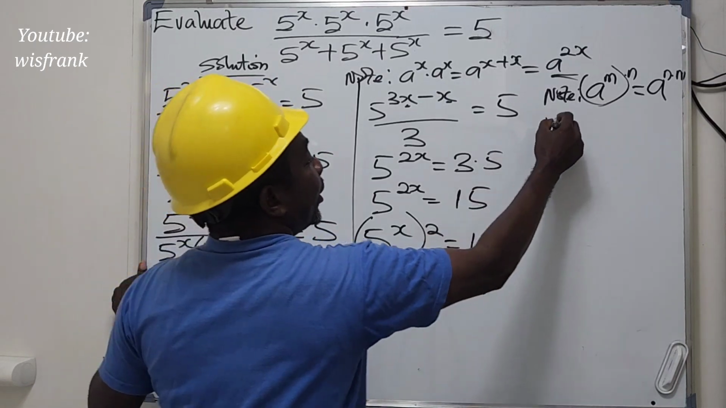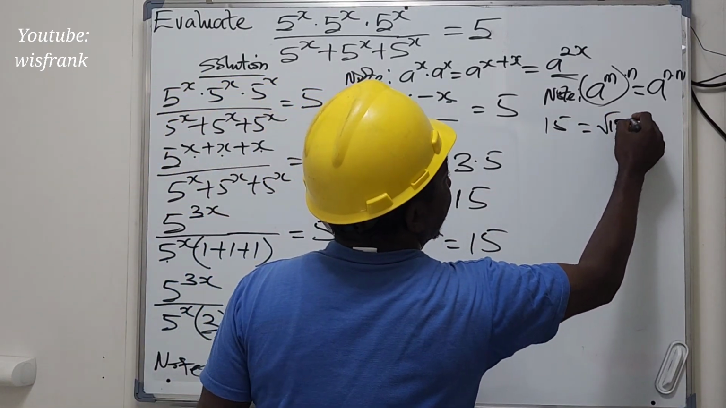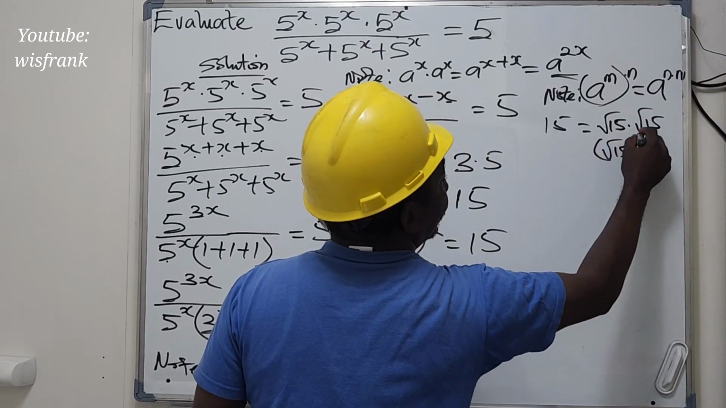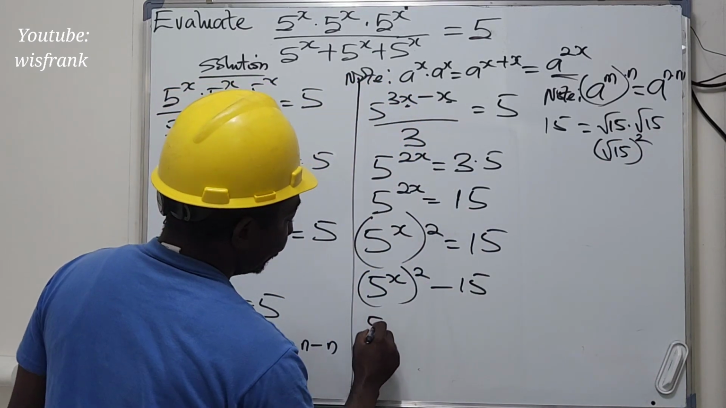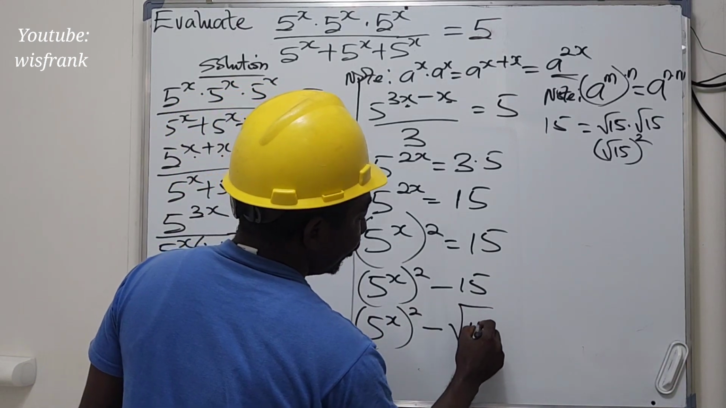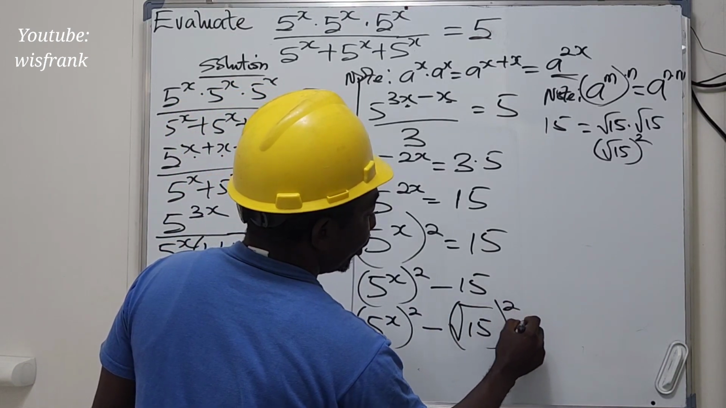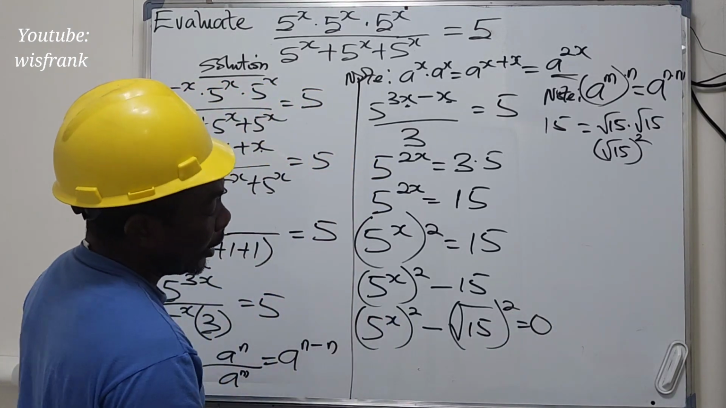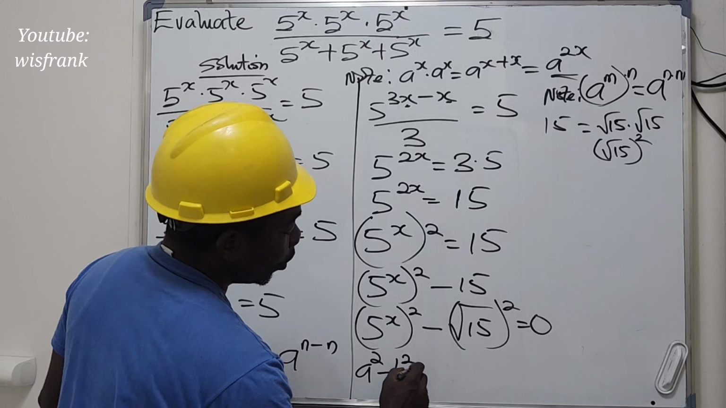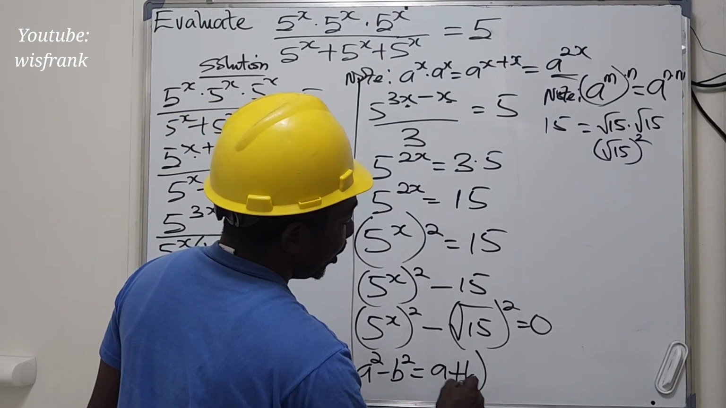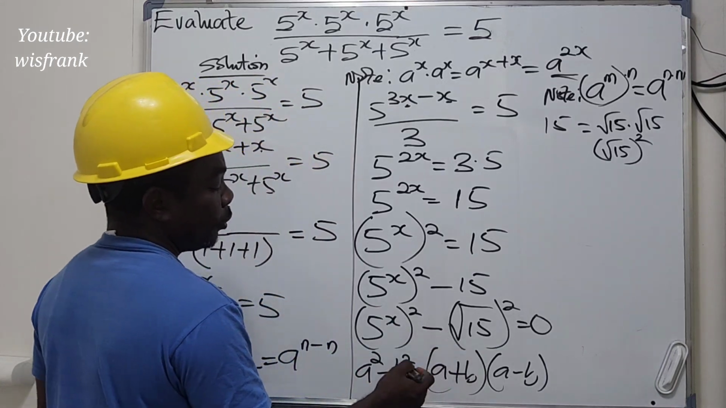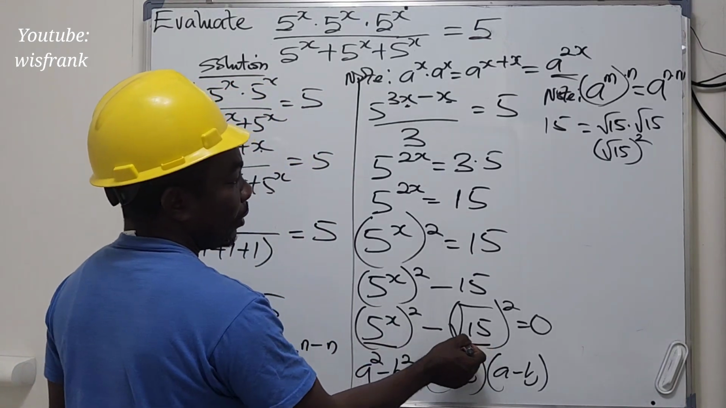15 can be written as root 15 times root 15, or we have root 15 to the power of 2. So this will become (5^x)^2 minus (root 15)^2 equals 0. So here it is in the form a^2 minus b^2, which will give us (a plus b)(a minus b). We are going to represent this in this format, and this is our a and this is our b.